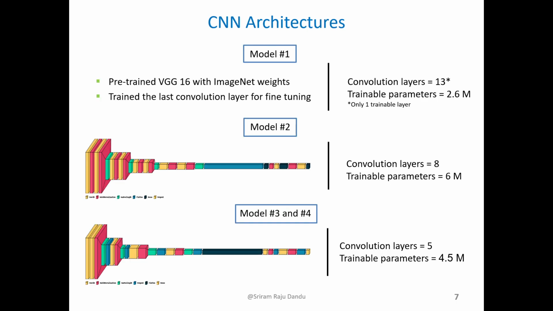Now a detailed view of the different models. Model 1 has 13 convolutional layers and 2.6 million trainable parameters. I only trained the last convolutional layer of VGG16 just to fine tune it and make sure it adjusts to my data set pretty well. Model 2 has 8 convolutional layers and about 6 million trainable parameters. Model 3 and Model 4 have the same 5 convolution layers and about 4.5 million trainable parameters.